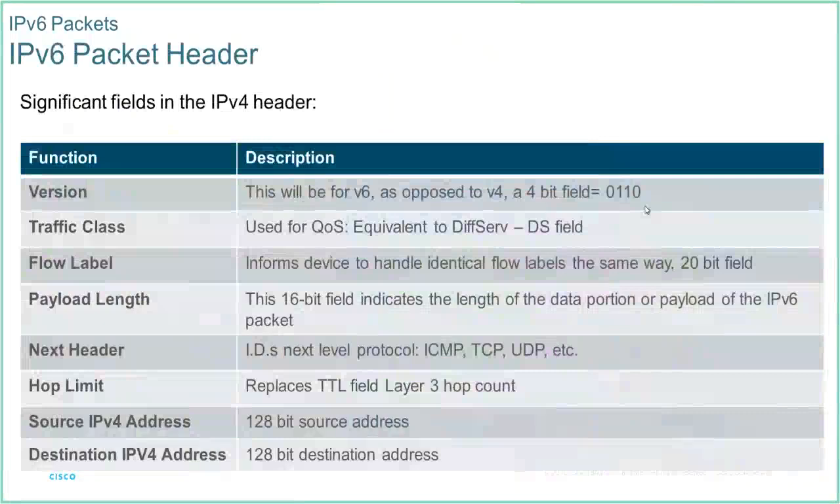So strangely enough, the version will be 0110, version 6. Traffic class is equivalent to our quality of service field, one-for-one. Flow label is different, payload length is different, so this one's just indicating the length of the data that we are encapsulating.